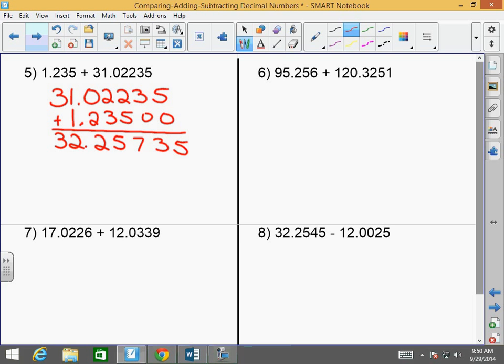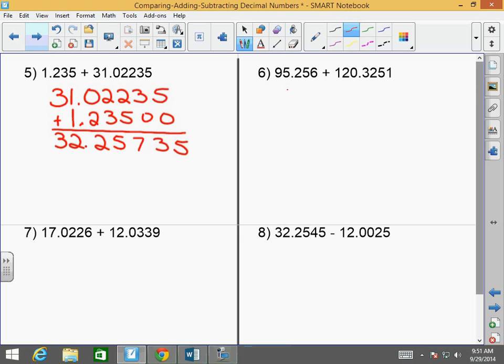Who wants to take a shot at reading this number? How about you, my man? 32 and 25,735. Tenths, hundredths, thousandths, ten thousandths, hundred thousandths. Very good. This is 32 and 25,735 hundred thousandths. The comma doesn't belong there. I just put that there to help you guys recognize the number. Thank you so much. Great job.